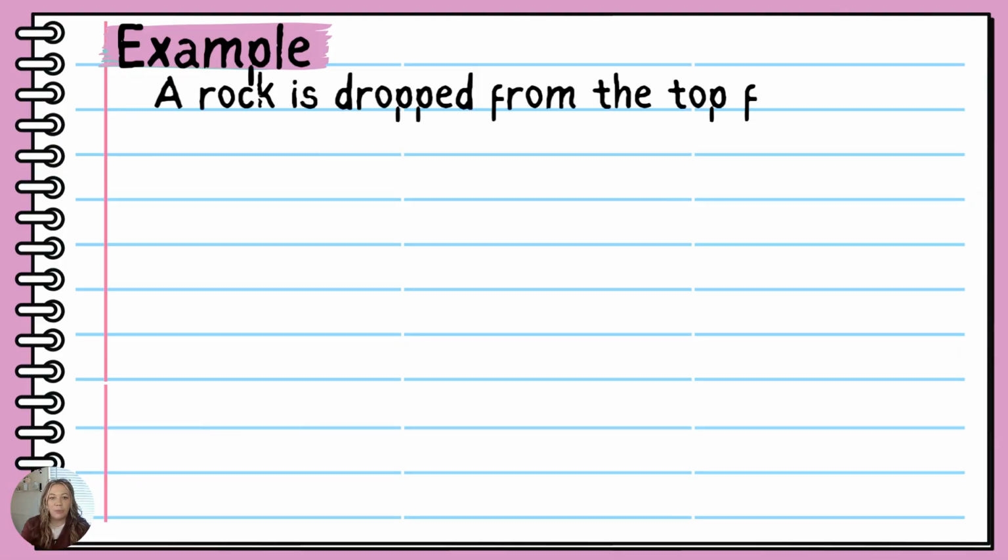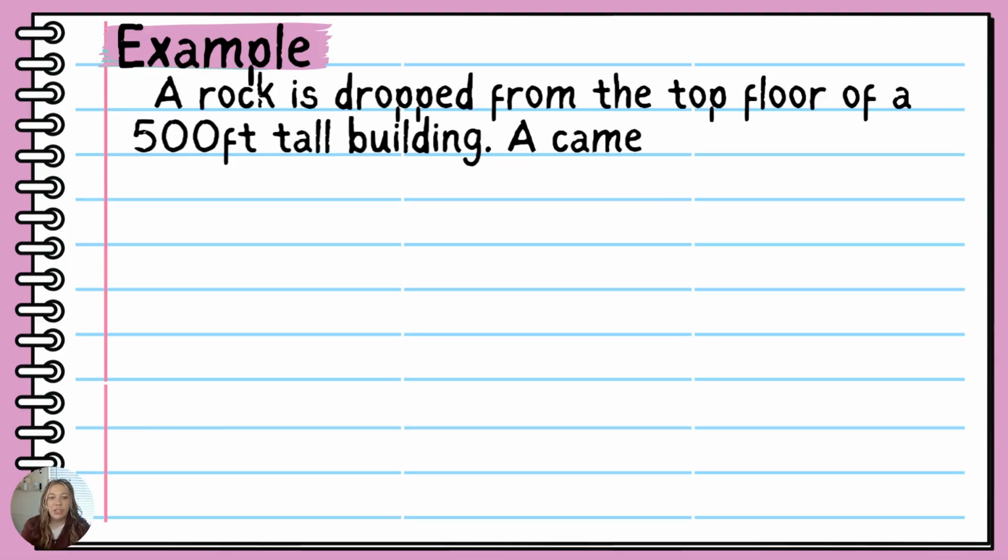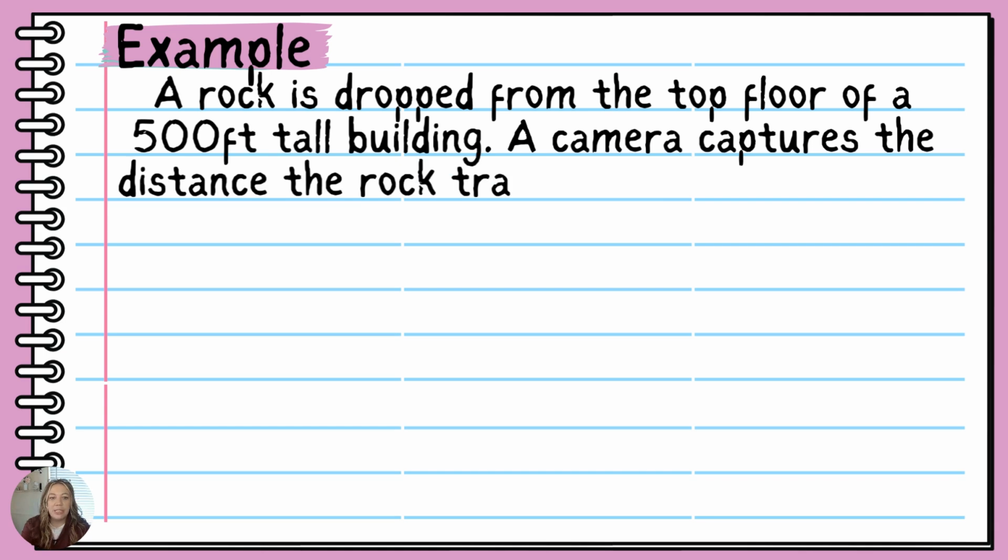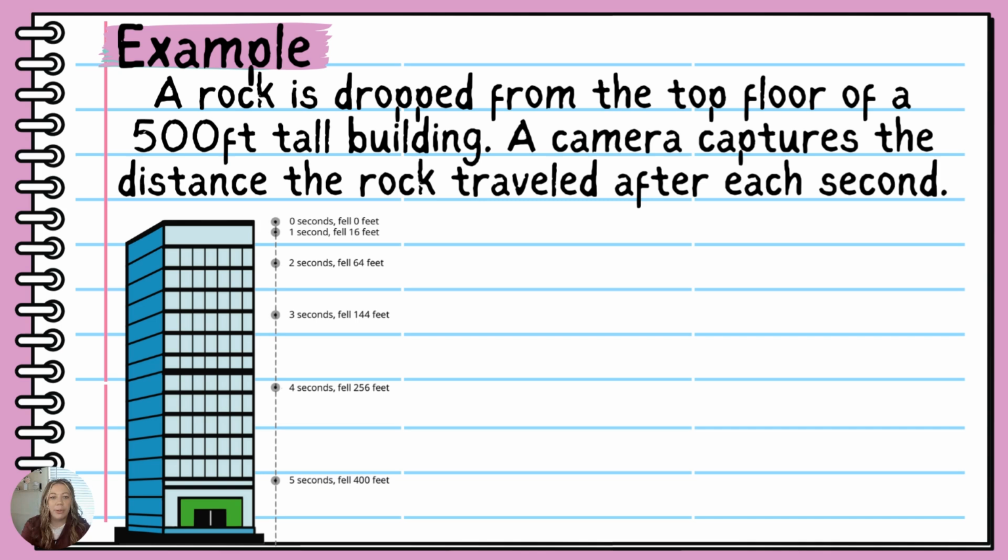A rock is dropped from the top floor of a 500-foot tall building. A camera captures the distance the rock traveled after each second. And here's an image of the building and where the rock was after each second. If we look, we start at 0 seconds and then we go down to 5 seconds where it hits 400 feet. Between each interval of seconds, it looks like the gap between them gets bigger and bigger.